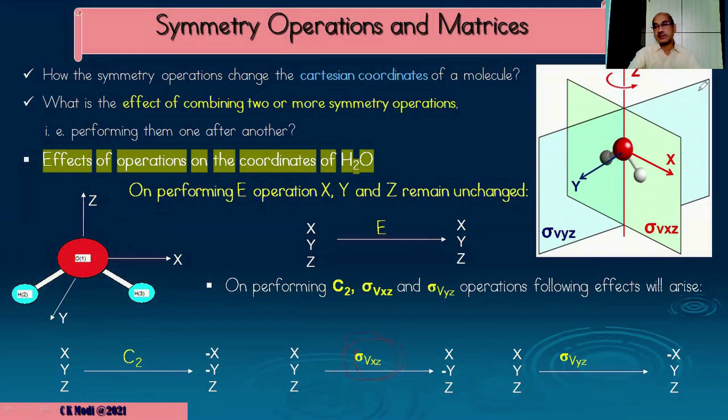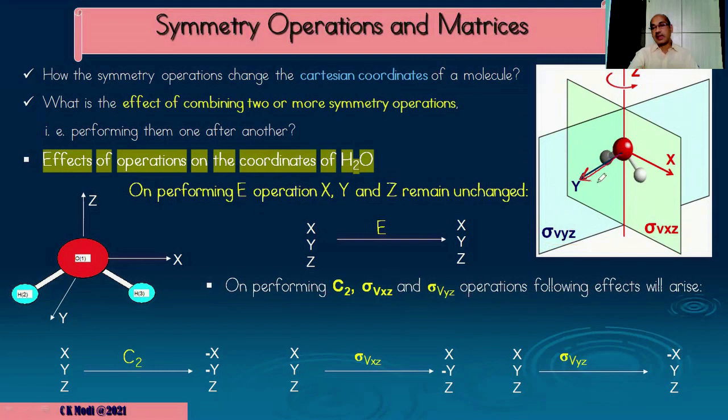What about sigma v xz? Okay, now look at this. Here, this is my C2, and this is oxygen. These are the two hydrogens, and these are the two planes, two mirror planes, present in the water molecule. One is called sigma v yz, and the other is called sigma v xz. So why is it called sigma v xz? Because the x and z axes are situated in the plane. Therefore, this plane is called sigma v xz.